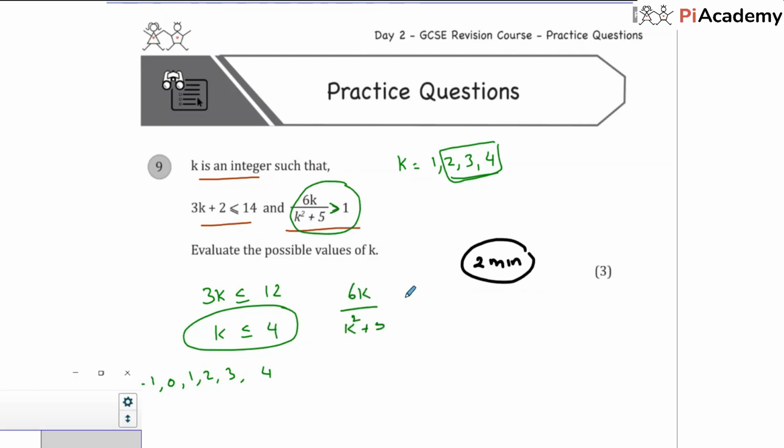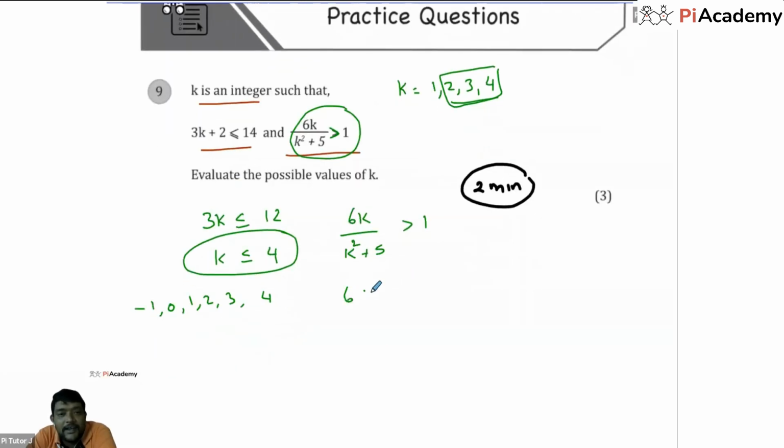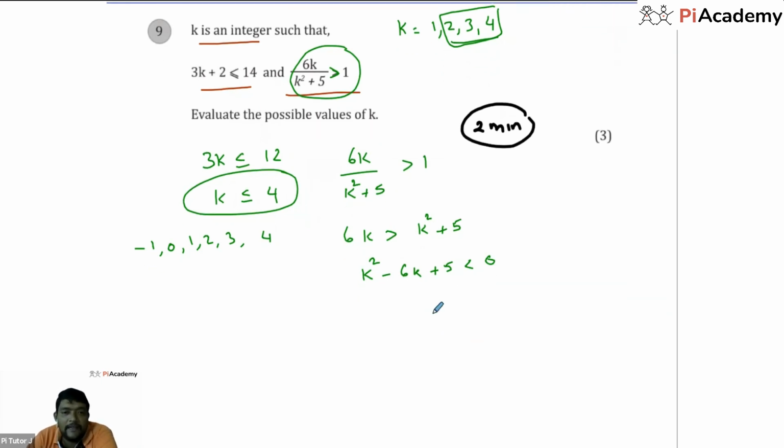And now for the second inequality, you have 6k over k squared plus 5 greater than 1. Multiply each side by k squared plus 5. So you have 6k greater than k squared plus 5. Then minus 6k from each side. So what did you get? k squared minus 6k plus 5 is less than 0. Good. Then if you do a quick sketch of a graph, the part of the parabola that's underneath the 0 is the part you shade.